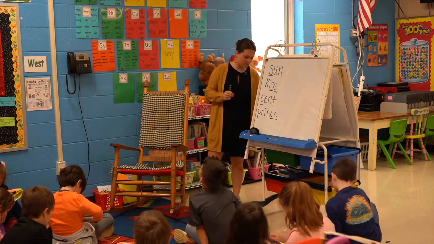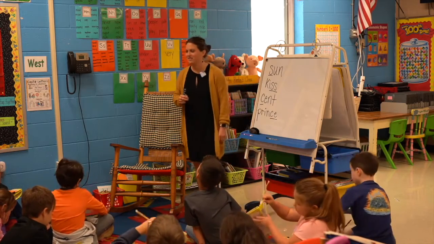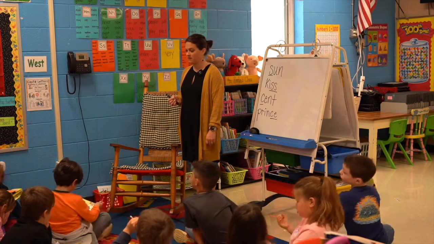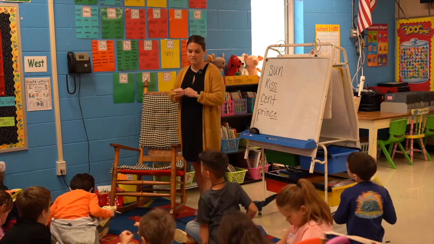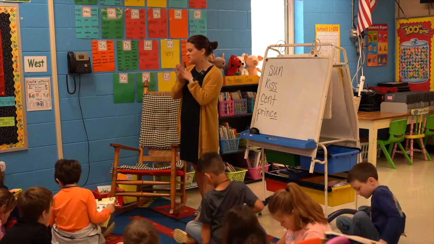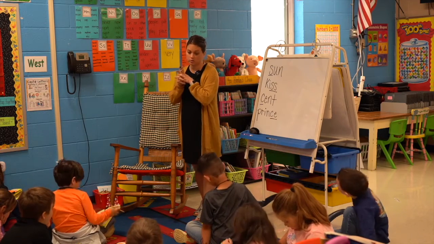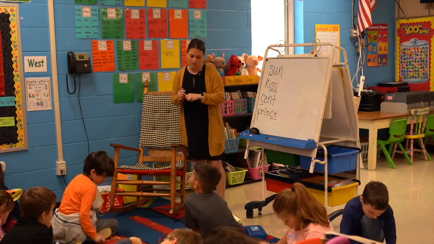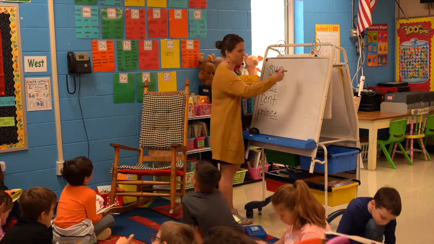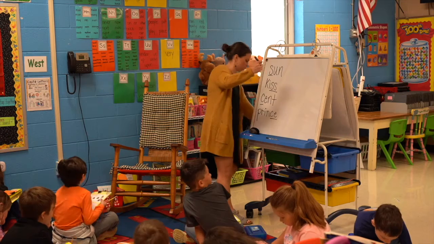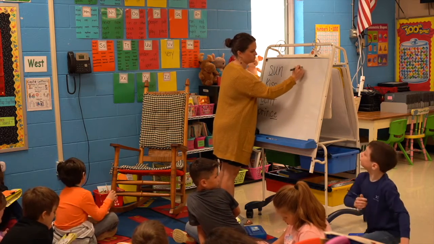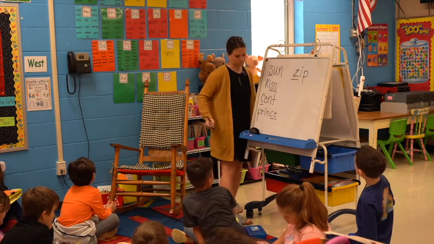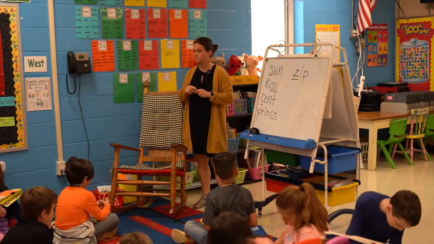All right, here is where we are going to talk about that Z sound. All right? So Z and S are kind of what we could call sister sounds. They're very similar when we write and we hear them, so we have to be careful, okay? Here we go. Here's your next word. What is this word? Zip.